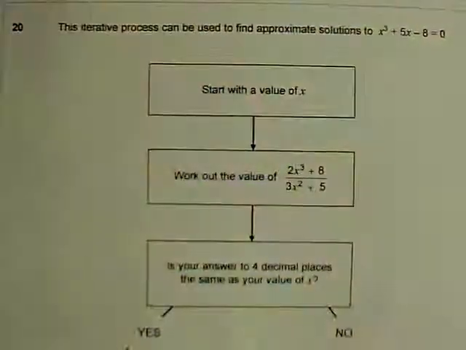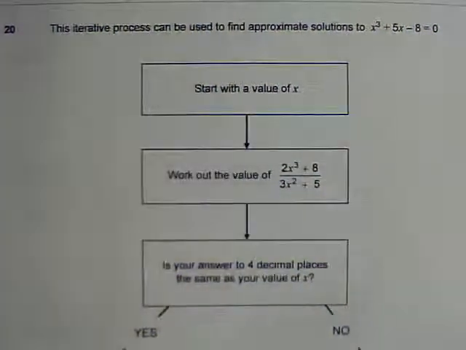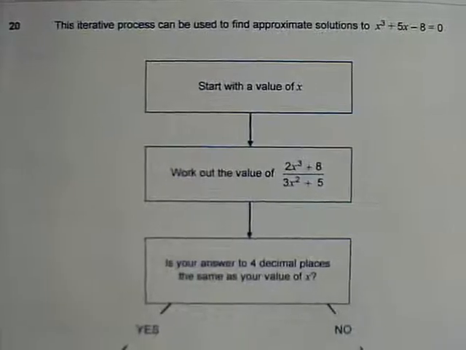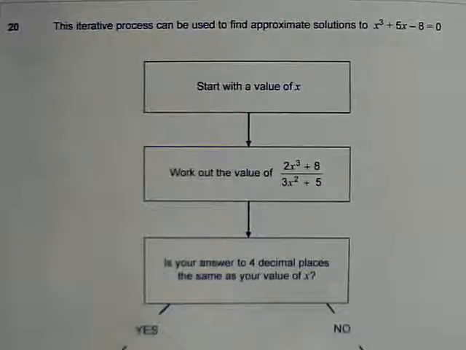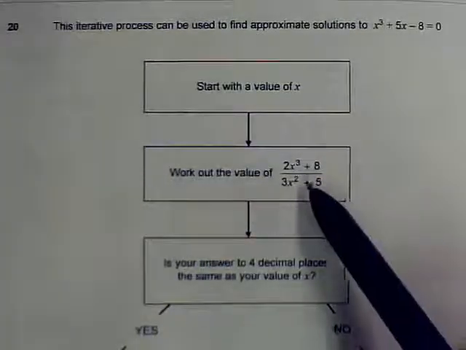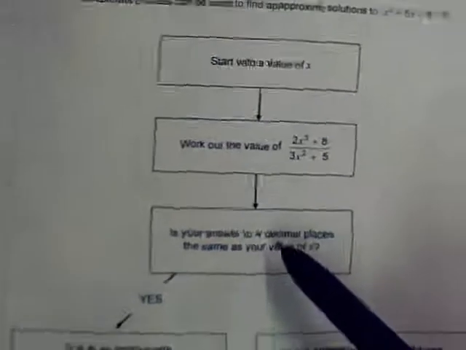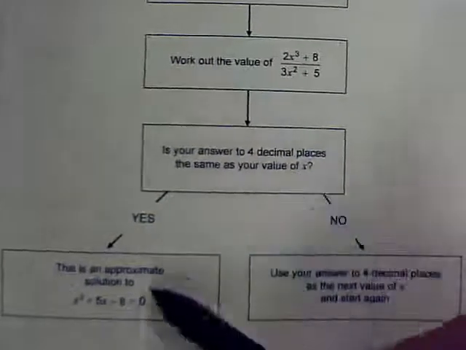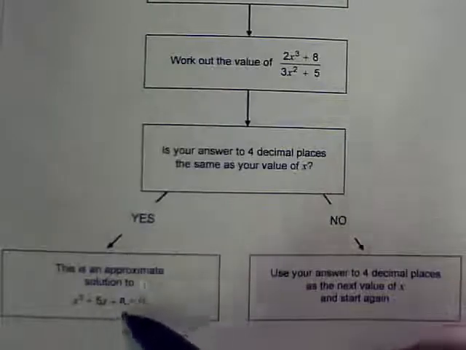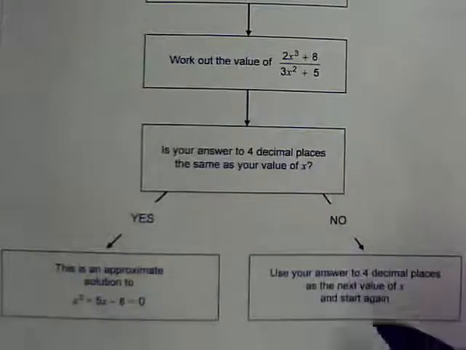Okay, question 20 was on iteration. As a calculator paper, this is definitely the sort of thing that's going to come up. So it says the iterative process can be used to find an approximate solution to x squared plus 5x minus 8 equals 0. And it tells us what we need to do. It says start with the value for x, work out the value of this, and is your answer to 4 decimal places the same as your value for x? If it is, then you've got an approximate solution to that equation. If it's not, then you have to do it again.